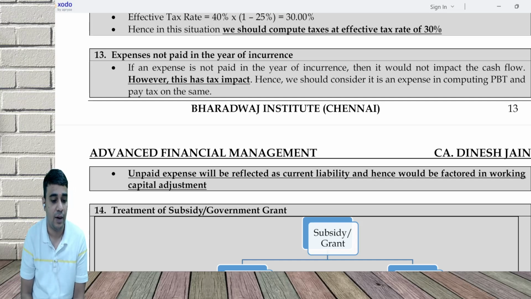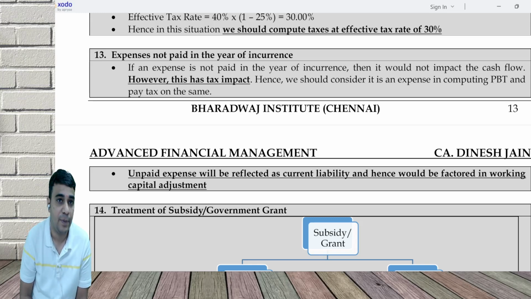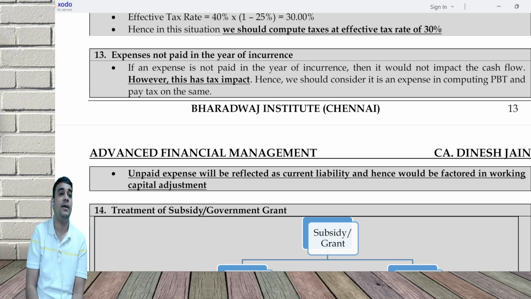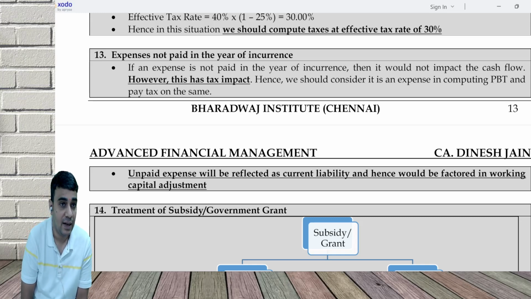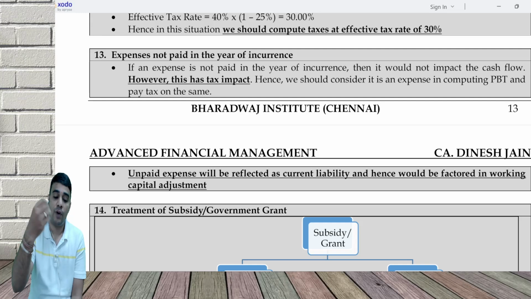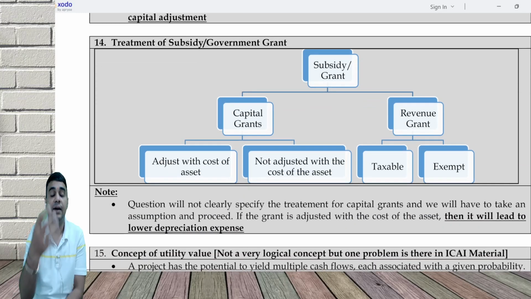It is an inflow in our calculation, so automatically it will be considered there. Unpaid expense will be reflected as current liability and would be factored where? In the working capital adjustment. Sometimes what happens is you get a subsidy or a grant from a government.